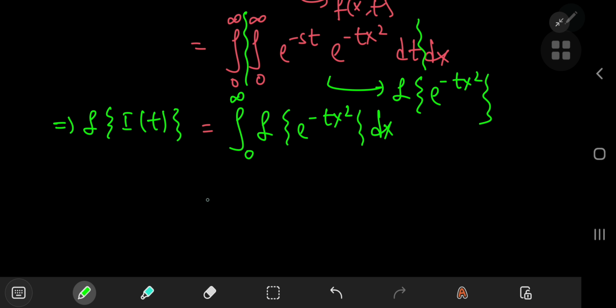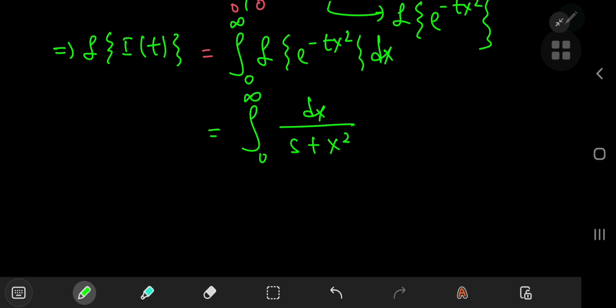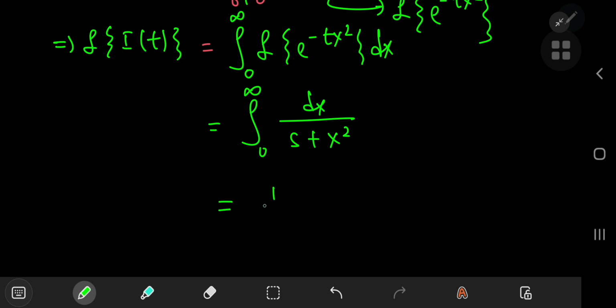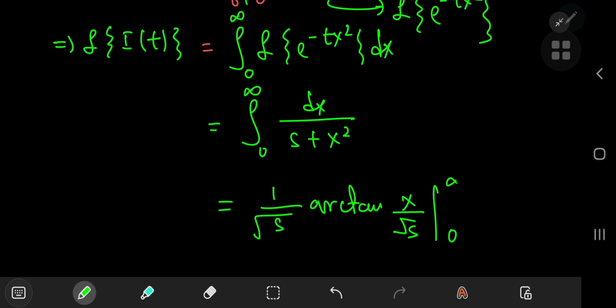And using our trusted table of Laplace transforms, this evaluates out to 1 by s minus negative x squared. Okay, cool. Which is, of course, s plus x squared. And this is quite easy to evaluate. It's an inverse tangent, right? So you have 1 by square root s times the inverse tangent of x by the square root of s, with the limits being 0 and infinity.